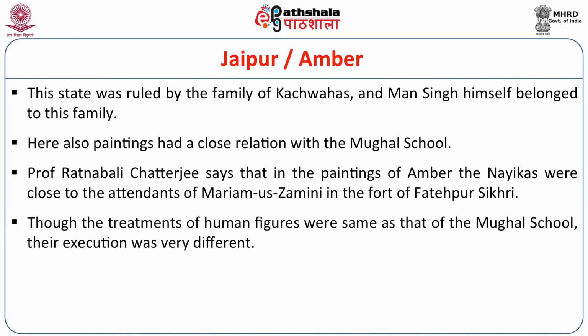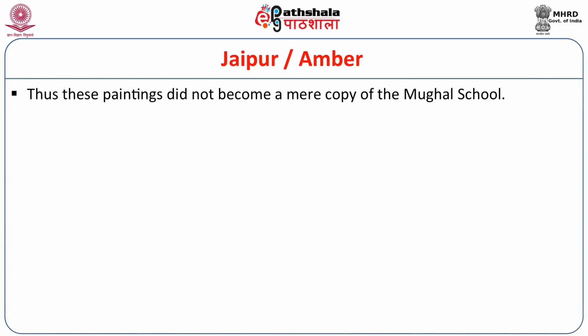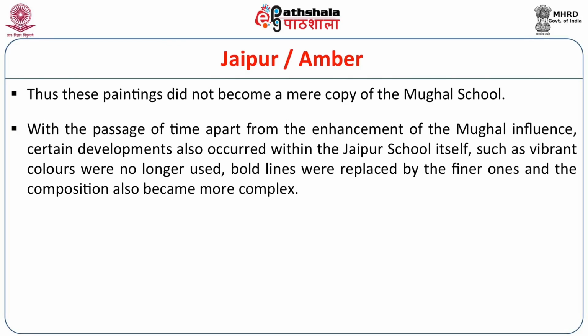Though the treatments of human figures were the same as that of the Mughal school, their execution became different. The paintings did not become mere copies of the Mughal school because intentionally they wanted to keep the flavor of the local artist and the local culture. So initially the Mughal school influenced this school, of course, like all other schools, but they started moving away from the Mughal reality very fast. With the passage of time, therefore, apart from the enhancement of the Mughal influence, certain developments also occurred in the Jaipur school itself, such as vibrant colors were no longer used, bold lines were replaced by finer ones, and the composition also became more and more complex.